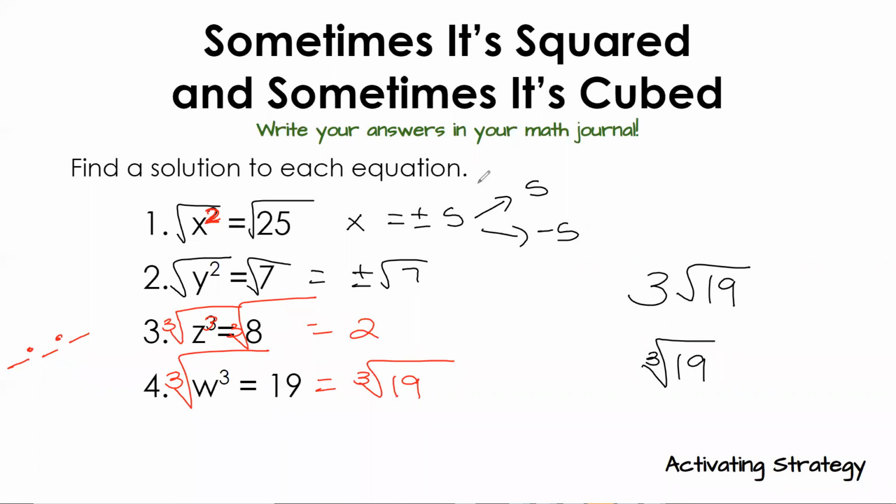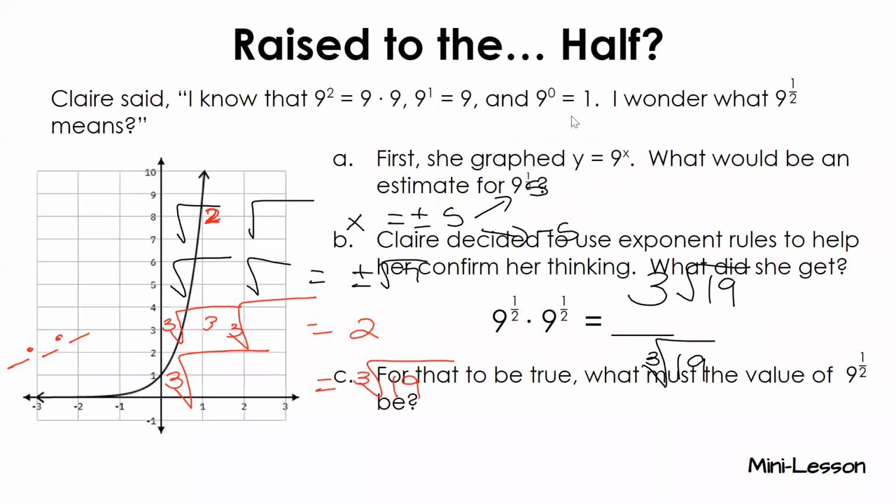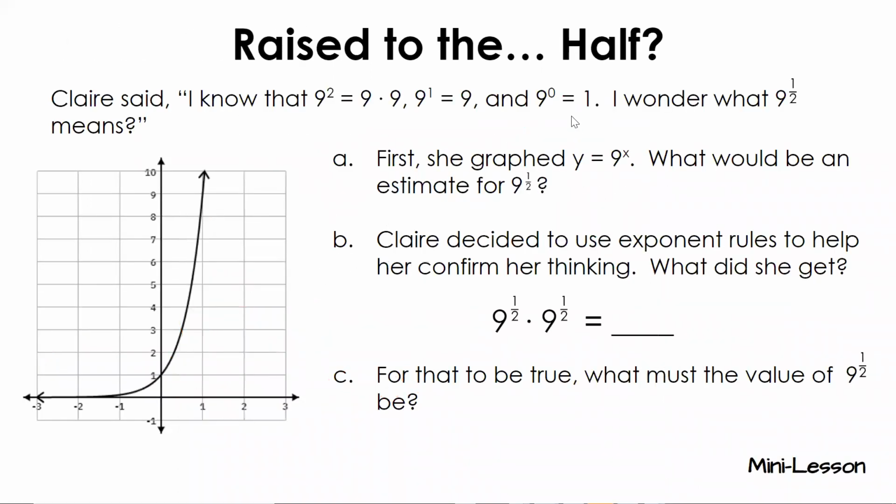All right, so Claire said, I know that 9 squared is 9 times 9. 9 to the first power equals 9, and 9 to the 0 power equals 1. I wonder what 9 to the 1/2 means. So first she graphed y equals 9 to the x. What would be an estimate for 9 to the 1/2 power?